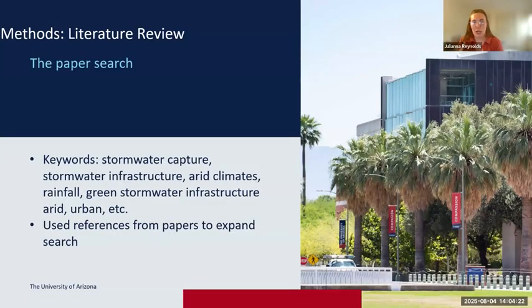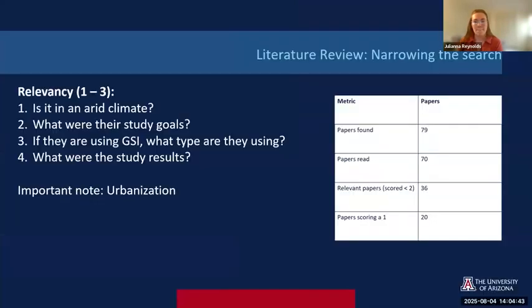So a little bit of background on the literature review. We can go into the search. My keywords were all over the place, trying to capture as many papers as possible. I used anywhere from stormwater to urban to green stormwater to infrastructure, trying to get as many papers. And I also used the references from papers to expand that search.